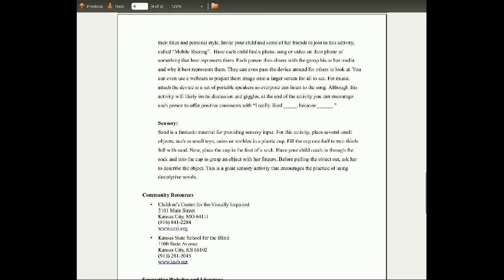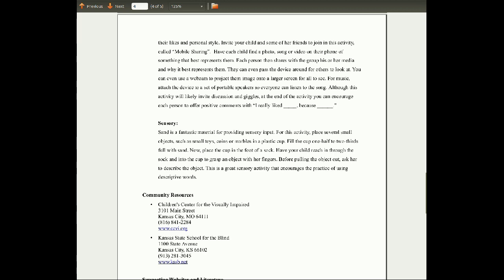Sensory activities are fantastic for children with visual impairments. One material that I like to use is sand. It provides lots of sensory input. Now, for this activity, you'll need a sock, a cup, some small toys or coins or marbles, and sand. So you would take the plastic cup, kind of like a solo cup. That probably would be a good cup to use. You'll put several small objects in the cup, and then you'll fill it one-half to two-thirds full with sand.